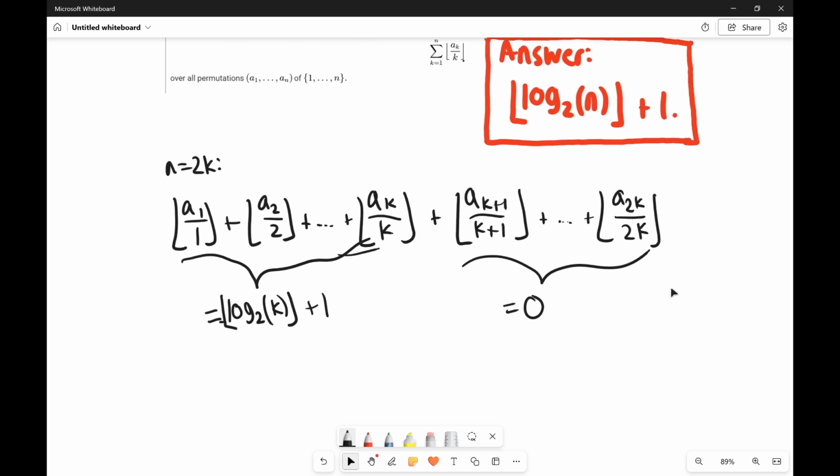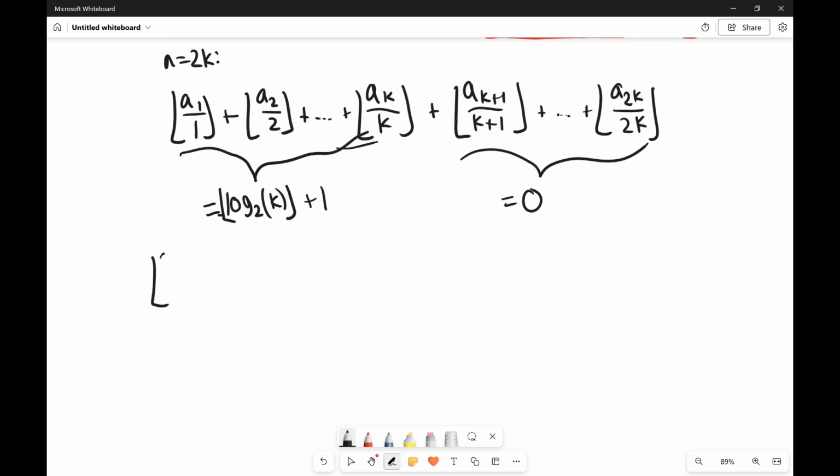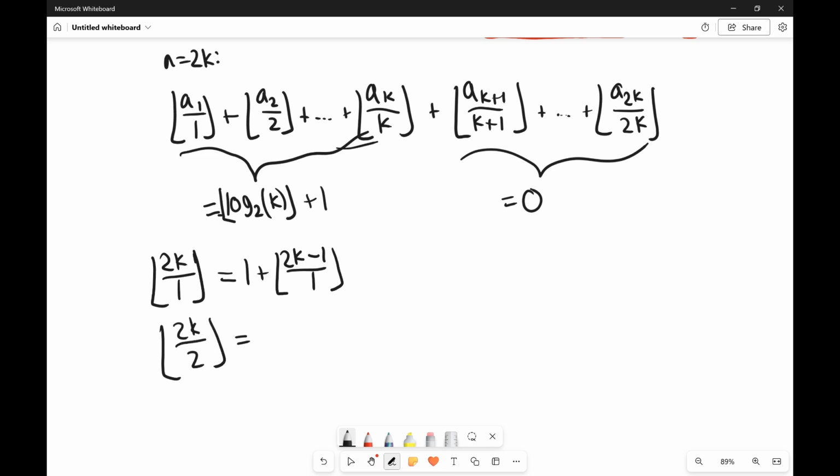So under what circumstances is this equal to 0? Well, for one, there's no 2k among these terms, so we can't have any of these terms equal to 2k, otherwise the expression is at least 1. So therefore, the 2k must be among these guys. But then when we have 2k over 1, that is just 1 plus (2k minus 1) over 1. Similarly, if we have 2k over 2, that is just equal to 1 plus (2k minus 2) over 2.